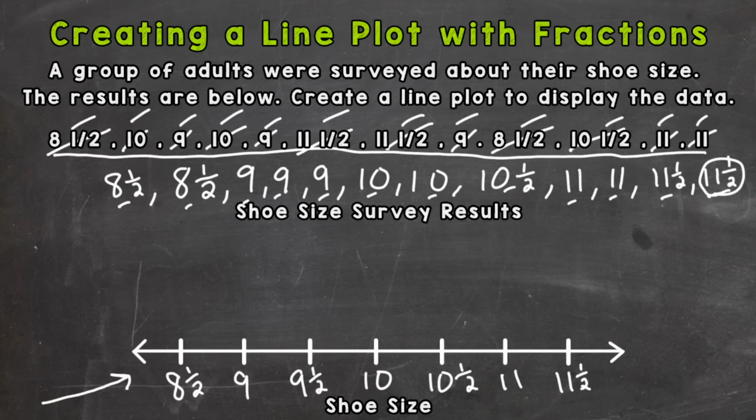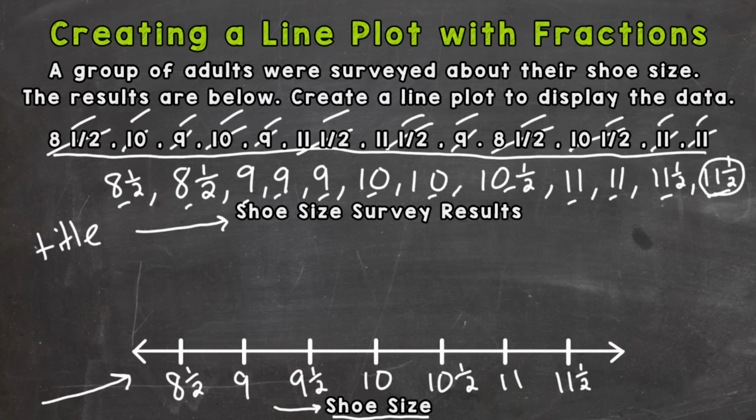And before we start that, I just want to mention down here, I have a label. It says shoe size. That's my label for what my numbers mean on my number line. And then up here, I have the title of my line plot. So this is the shoe size survey results. And again, shoe size down here at the bottom is my label for what those numbers mean.